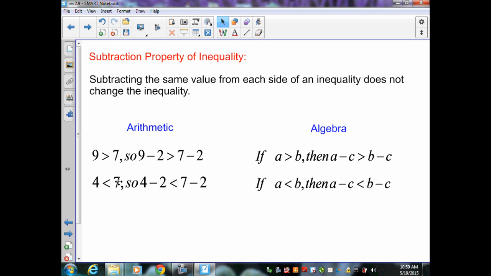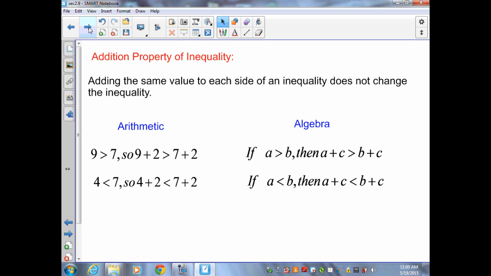Also, if I have 4 is less than 7, and if I subtract 2 from both sides, it doesn't change the inequality. The algebra version is, if I have a greater than b, which are both real numbers, and I subtract c from both sides, the inequality still holds. And the same if I have a is less than b, two real numbers, and I subtract c from both sides, the inequality still holds.